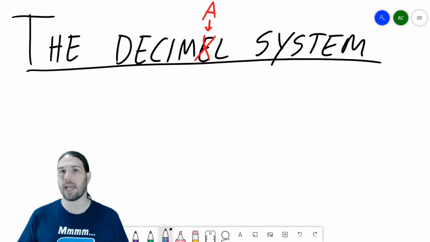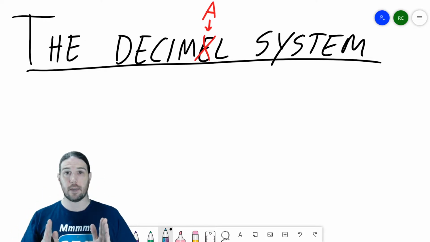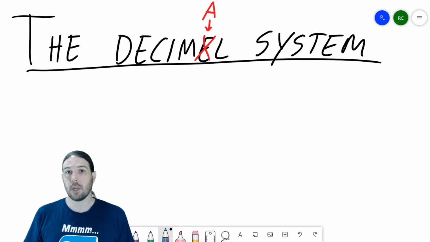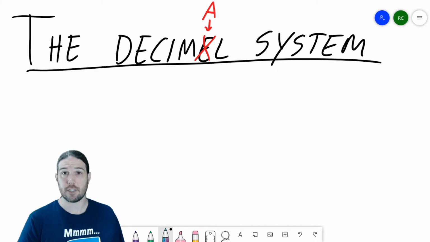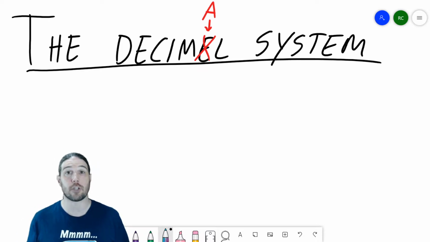And I don't mean like sort of similar. I don't mean like there are parallels between them. I mean they are the exact same thing. So if you know decimals, you already know the metric system. But that's getting ahead of myself. Let's talk about decimal and what it actually means.